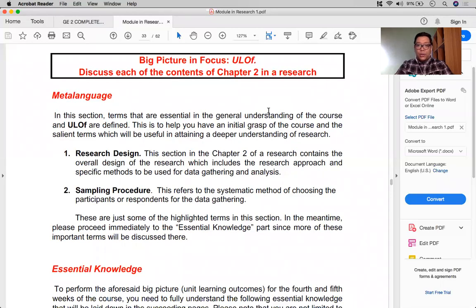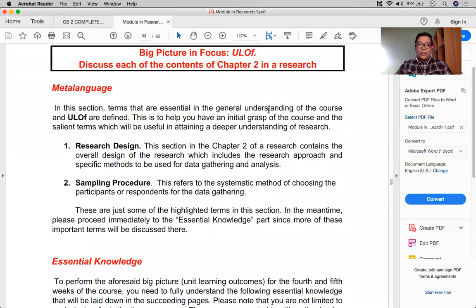of the major terms which were used in this module. First one is research design. This section in the chapter 2 of a research contains the overall design of the research, which includes the research approach and specific methods to be used for data gathering and analysis. So later, I will be telling you what the research design is all about, including the expected contents of this section. Secondly, we have sampling procedure.